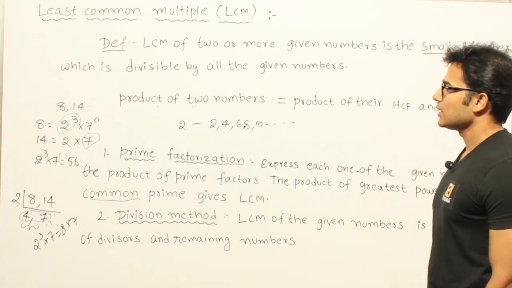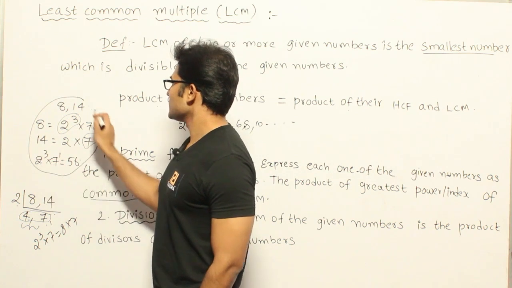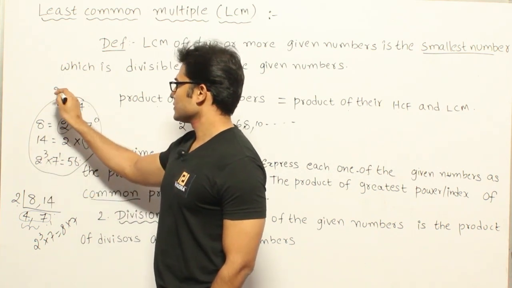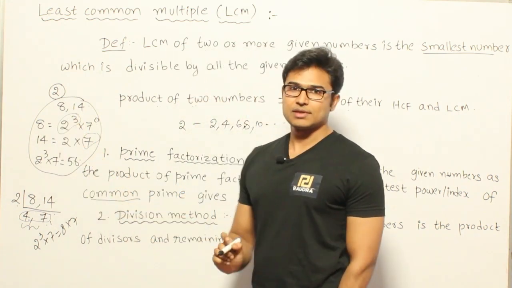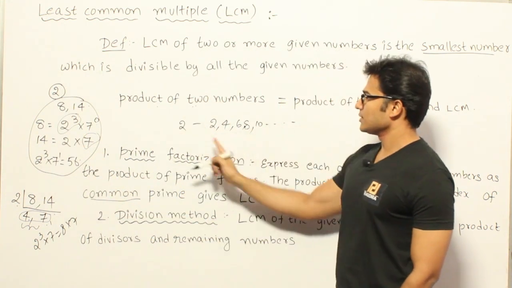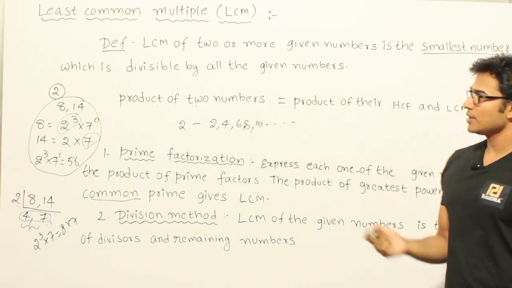Now if you observe, earlier we saw that the GCD of these two numbers 8 and 14 we got as 2, right? Now LCM we got as 56. So what this point is saying is, if you take the product of two numbers, that will be equal to the product of their LCM and HCF.